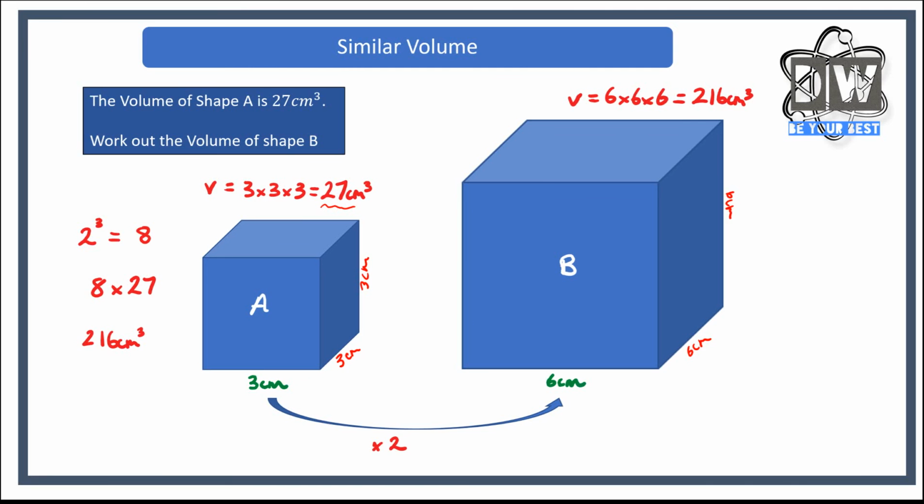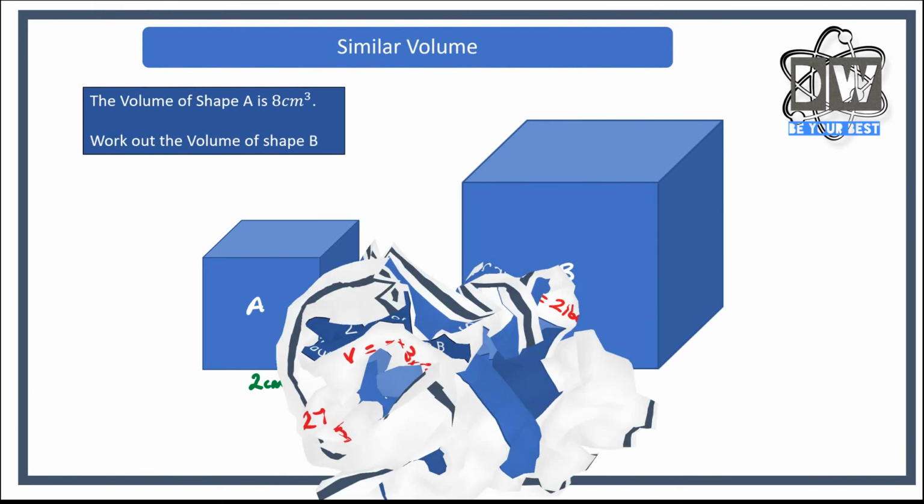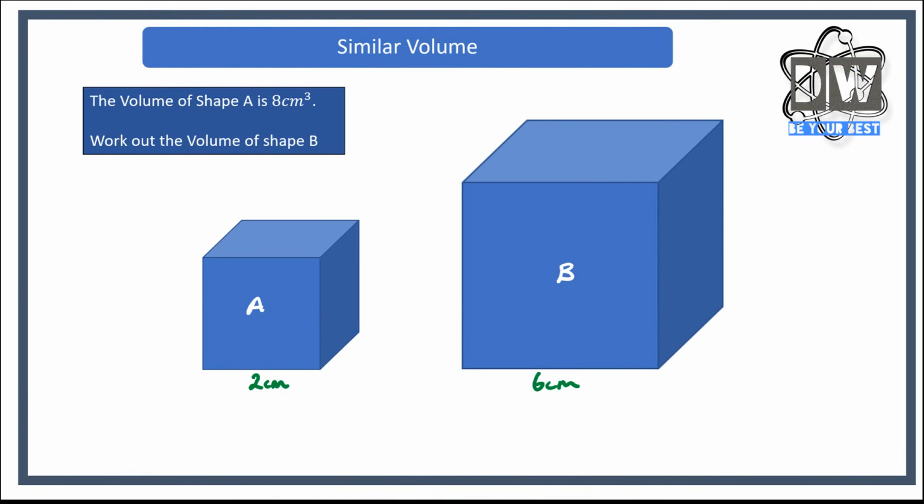So we're going to do another one now, just to show you that this one works also. We've got 2 centimeters here and 6 centimeters. The volume of this shape is 8, and we know that is correct because 2 times 2 times 2 equals 8. Now let's work out the volume of the other one just so we know that we are correct. We've got 6 times 6 times 6, which is the same as the last question, 216 centimeters. I understand I haven't put centimeters cubed, but I hope you forgive me for that.